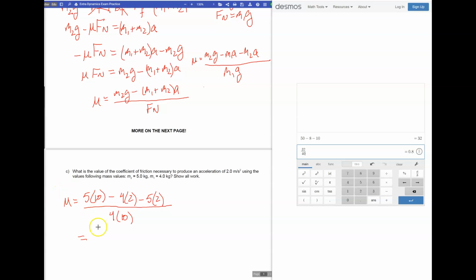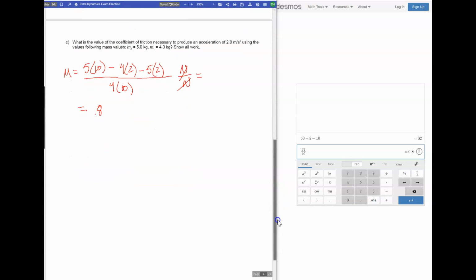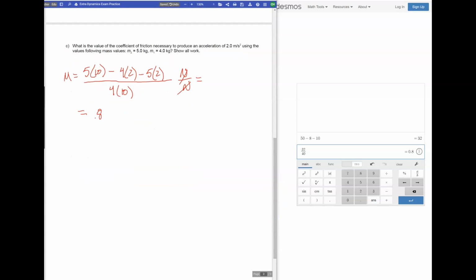Remember, mu values should be in between 0 and 1. That's the typical ones that you get. And so this is 0.8. And there's no unit. Remember, there's no unit for this. How do we know that? This is a Newton, this is a Newton, that's a Newton, and this is a Newton. And a Newton divided by a Newton is no units. So we just leave it. And that is letter C, and that is the end of the problem.